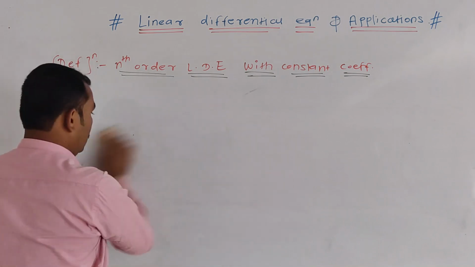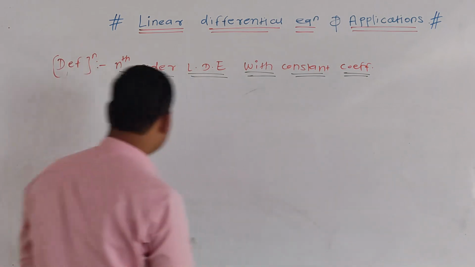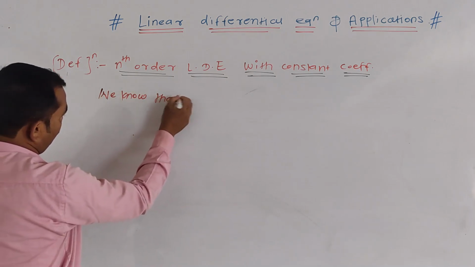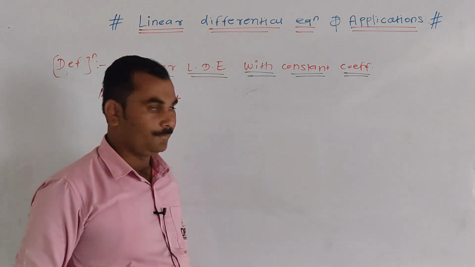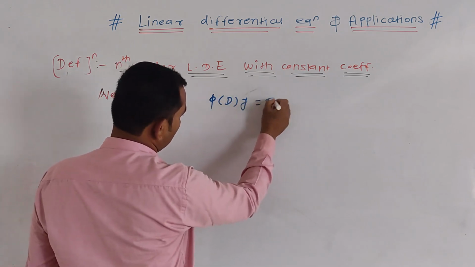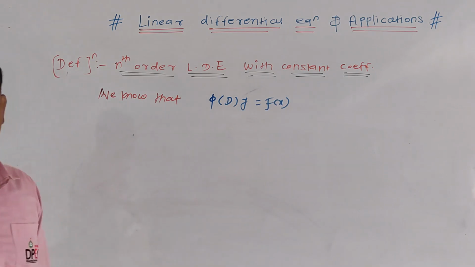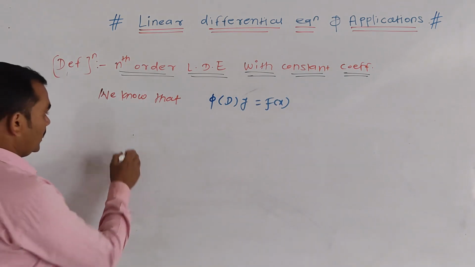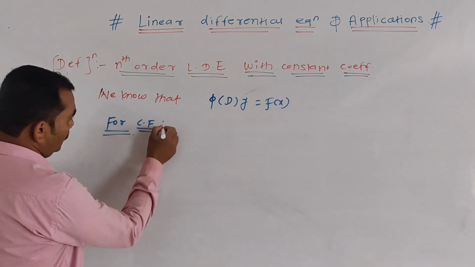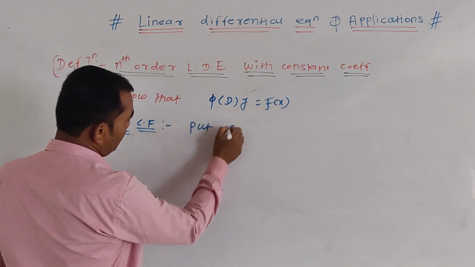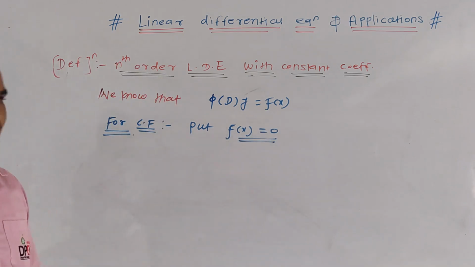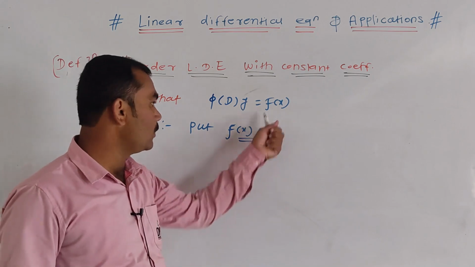We know that this is your equation, phi of D into y is equal to f of x. Correct? First, for CF, that is the complementary function, put f of x equal to 0. This is called a homogeneous equation. Try to make it homogeneous.